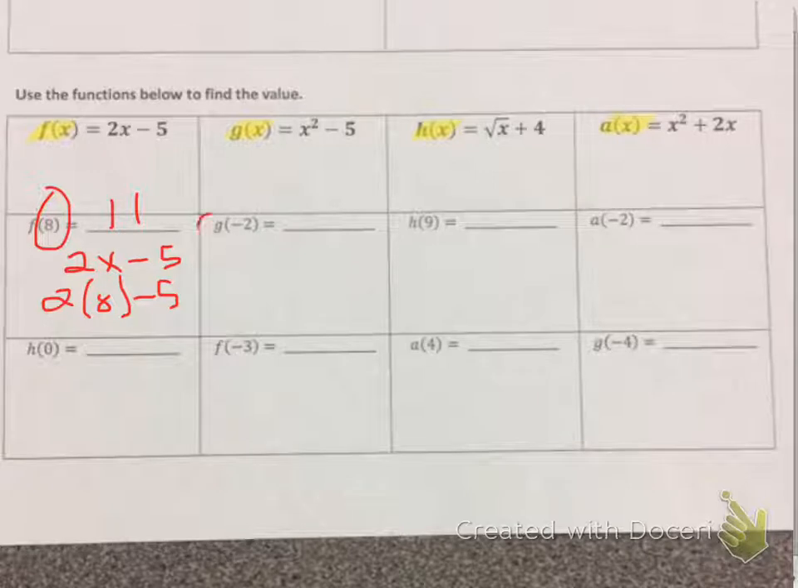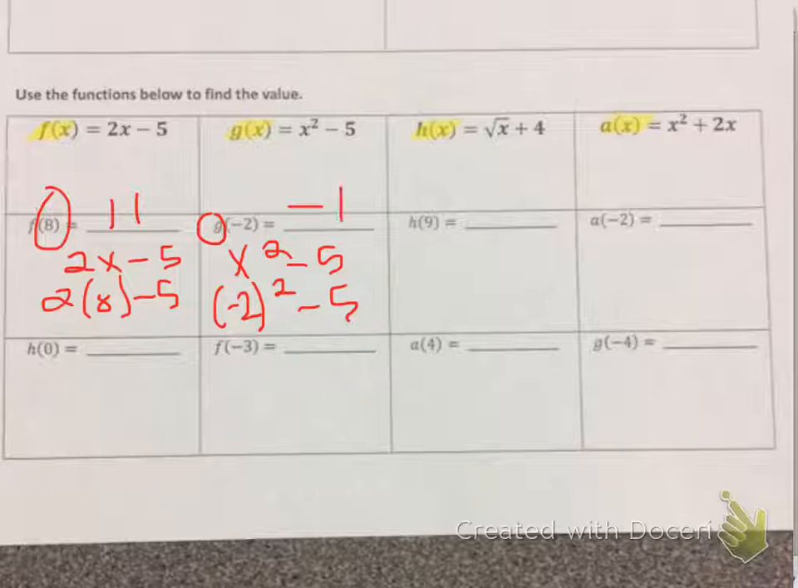Okay, next problem tells me which function to use. It says use the g function. My g function is x squared minus 5. So I'm going to put negative 2 in place of the x. I'm going to square it, and then I'm going to do minus 5. So negative 2 squared would be negative 2 times negative 2, which is a positive 4. Positive 4 minus 5 is a negative 1. So my solution on that one is negative 1.